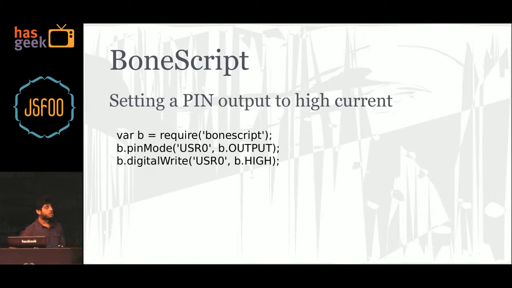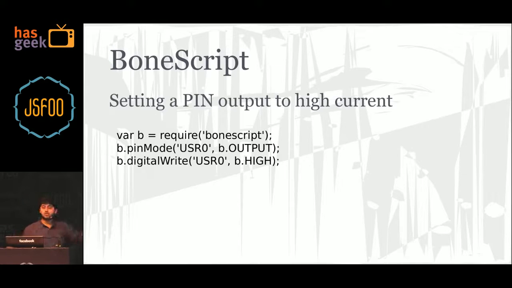So coming to how Bonescript works. This is a very basic example of turning on the current on one of the pins on your BeagleBone. Like a node library, you just require Bonescript, and then first of all you select the pin mode. So you do pinMode. USR0 is basically the name of the pin. There are a lot of pins. There are channels of pins which are called P8 and P9 channels. Similarly, there are 4 LEDs already on the board, which are USR0, 1, 2, 3.